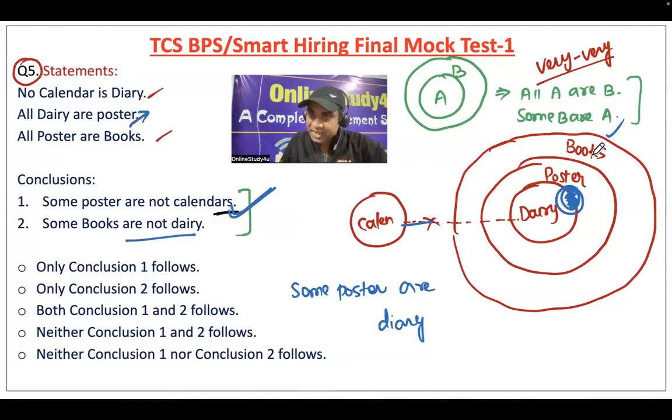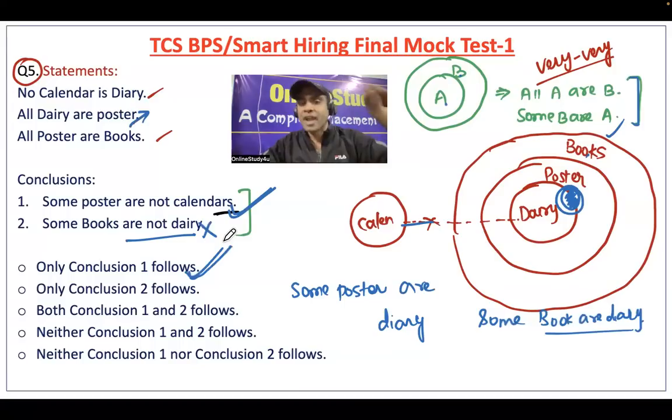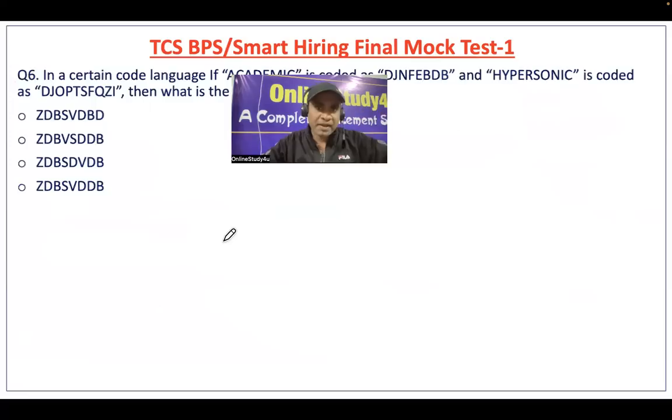Okay. Some books are not diaries. So from here what can we say, friends? Some books are diaries. We can say from the diagram some books are diaries. We can only say that. We cannot say any negative statement, right? That is what I told you. So the second one will be wrong. So only conclusion 1 follows. Okay, I hope this is very much crystal clear to all of you.